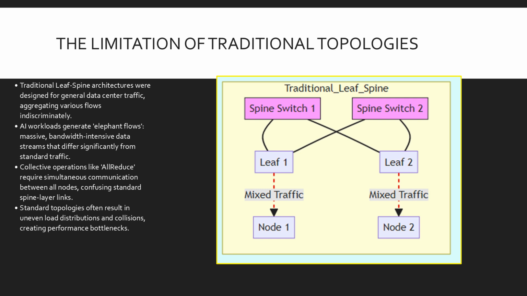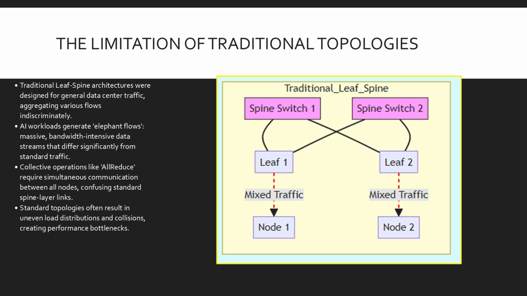In traditional data centers, leaf-and-spine architectures aggregate traffic from servers to the core. This works fine for web traffic, but AI clusters are thirsty for compute. They generate massive elephant flows that are far more bandwidth-intense than typical enterprise workloads. When thousands of GPUs attempt collective operations like all-reduce, they flood the network simultaneously. In a standard topology, these flows often collide at the spine layer, causing uneven load distribution and congestion. This bottleneck slows down the entire training job, necessitating a rethinking of network design.